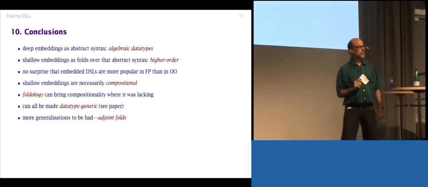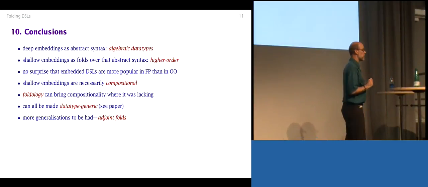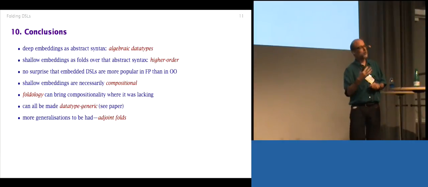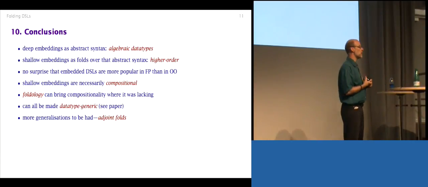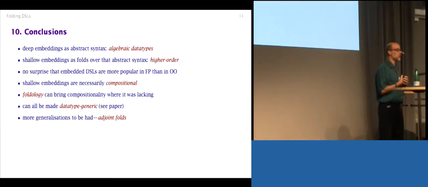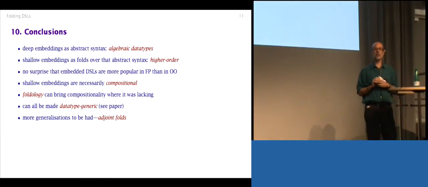So my take-home messages: deep embeddings are algebraic data types. Shallow embeddings are folds over those algebraic data types. We know a lot about folds, so that tells us a lot about domain-specific languages.